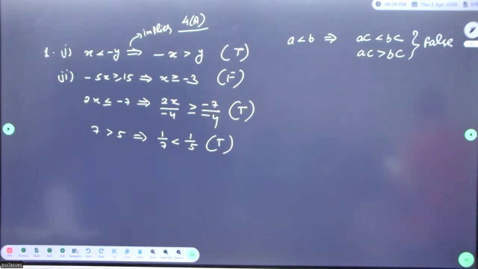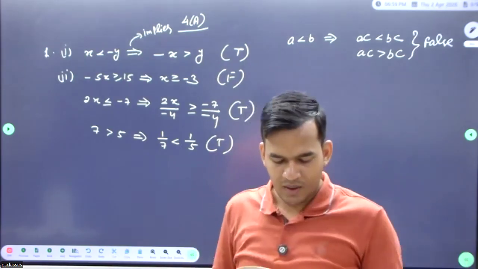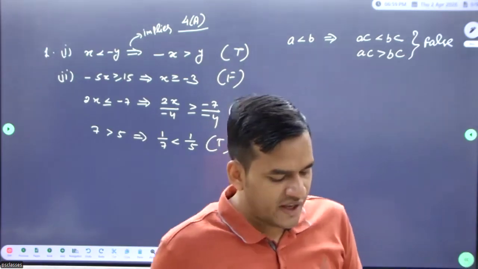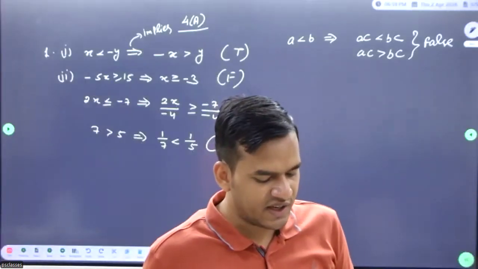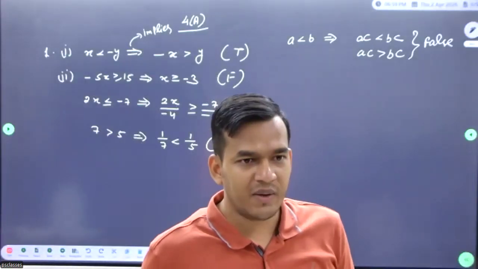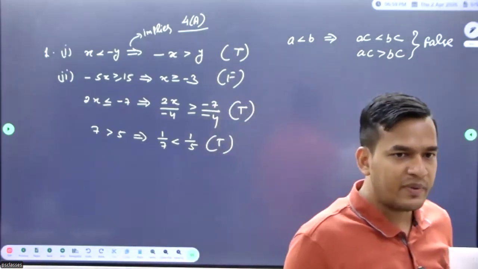Sixth. You can add or subtract anything. Sixth one, a less than b and c greater than 0, then a minus c is greater than b minus c. False. A minus c will be less than b minus c. The sign of inequality does not change in subtraction or addition.